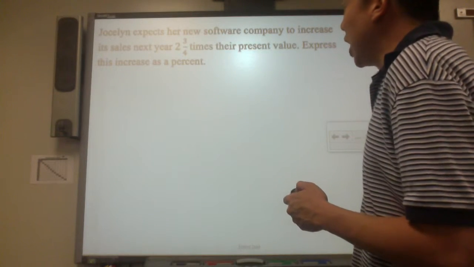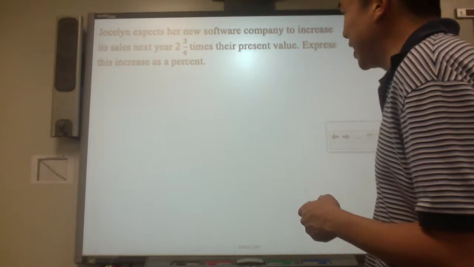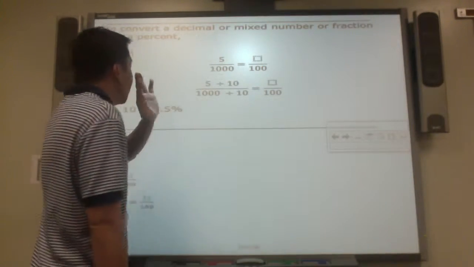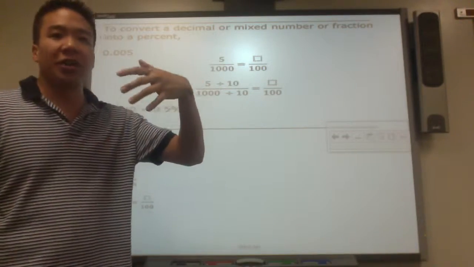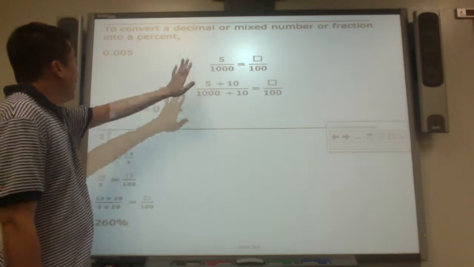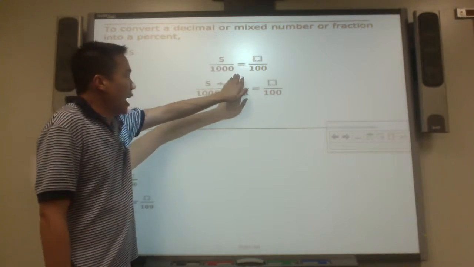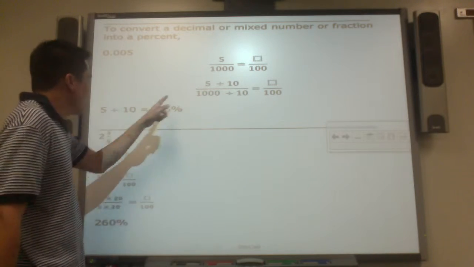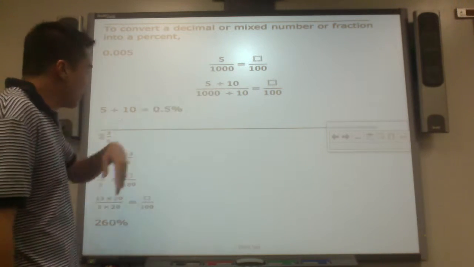We're going to skip this one. So what if you are given a decimal? Can you turn it the other way, to a percent? To do so, for example, you have 5 thousandths. How do you break it down to 100? You divide by 10. So 5 divided by 10 is 0.5%.